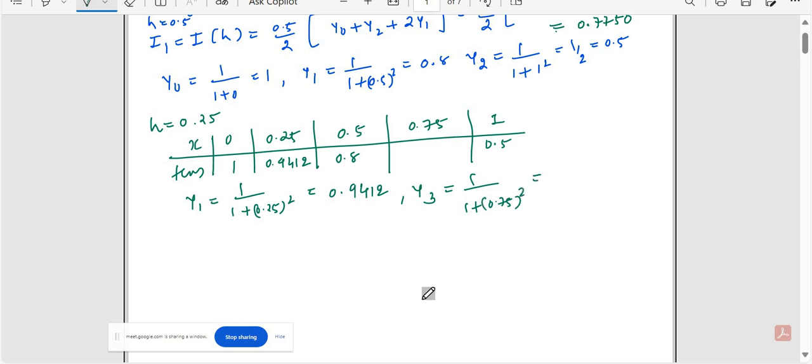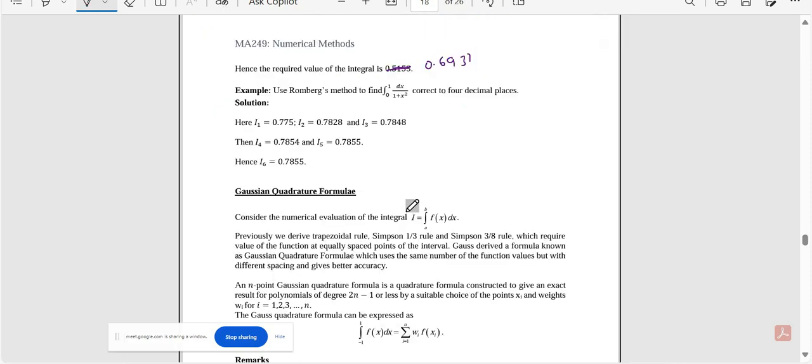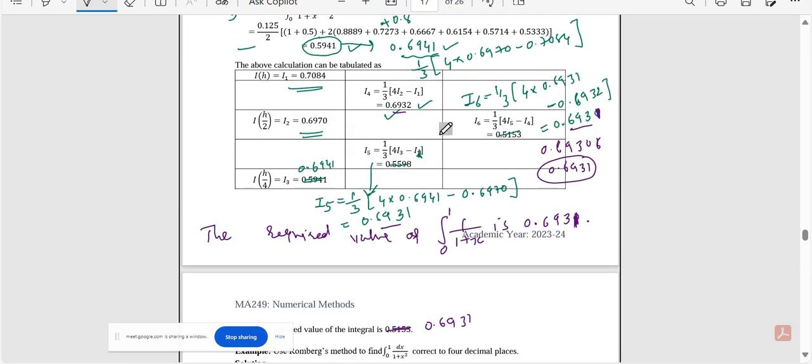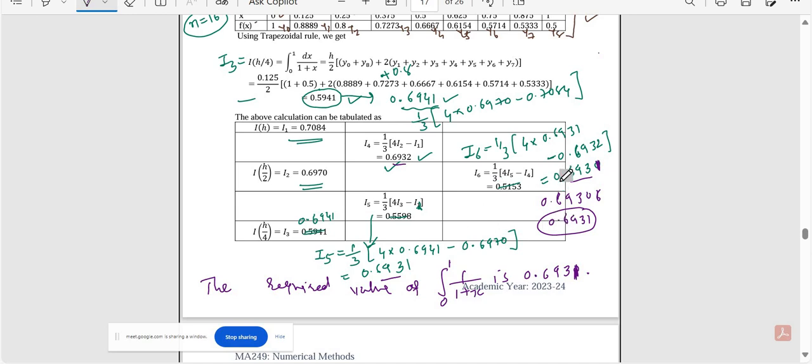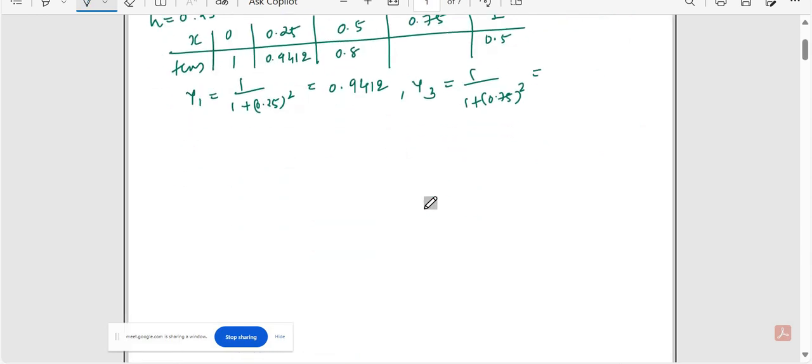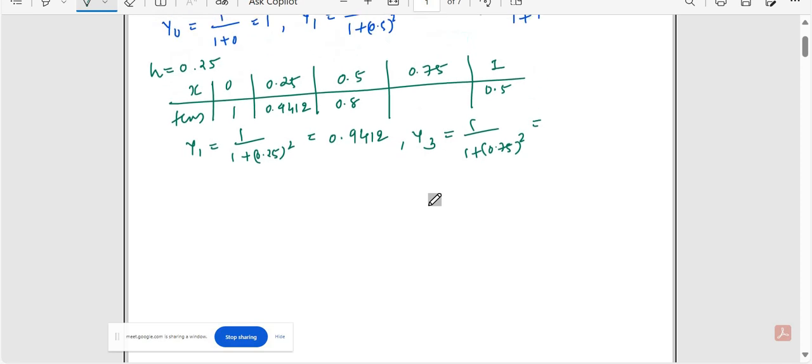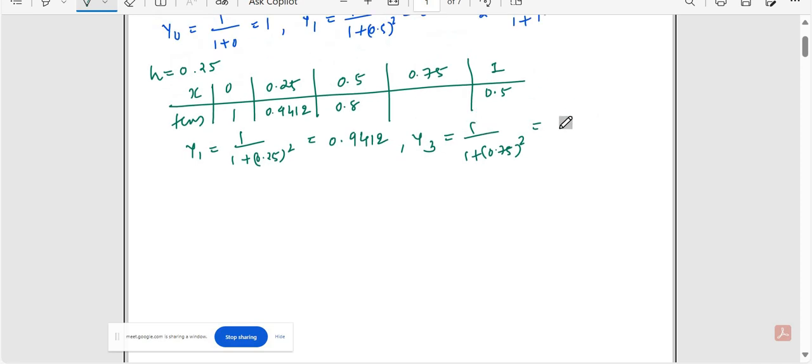I will check again. Yes, sir, I got it. Okay. Did you get this or not? Yes, sir, I got it. Okay then. What is your y3? 0.6400. Yes. Okay, 0.6400. So your second I2 will be your I of h by 2.